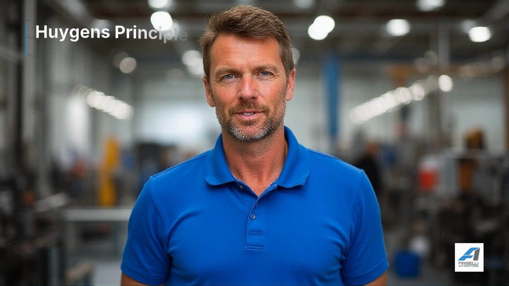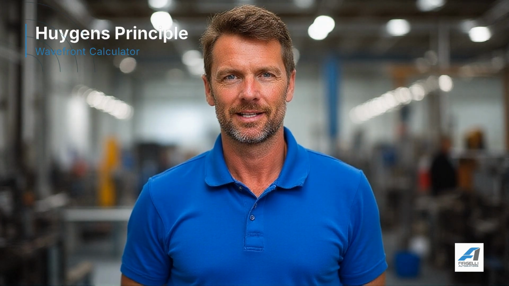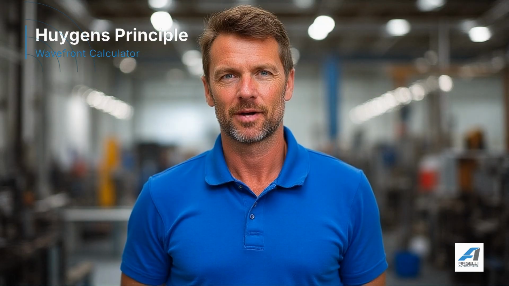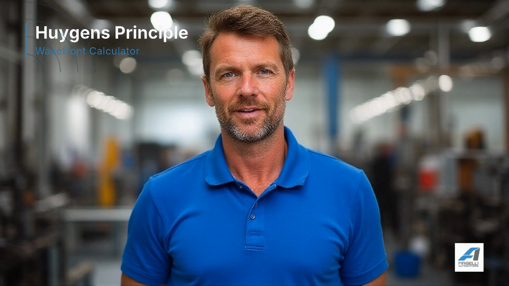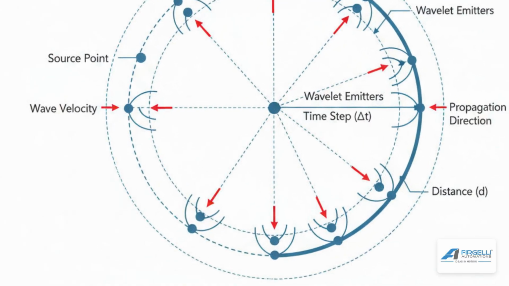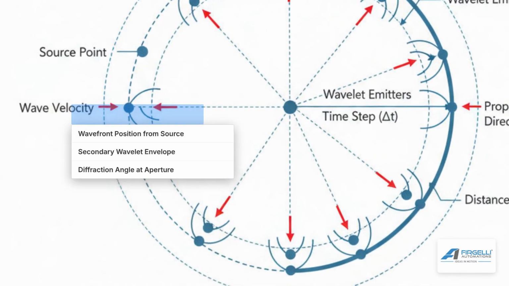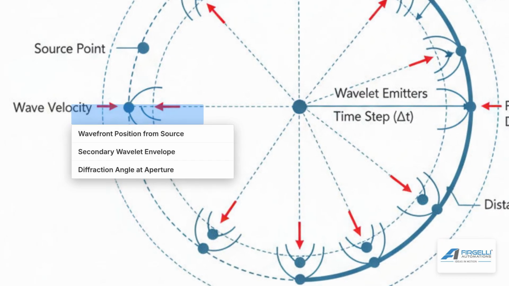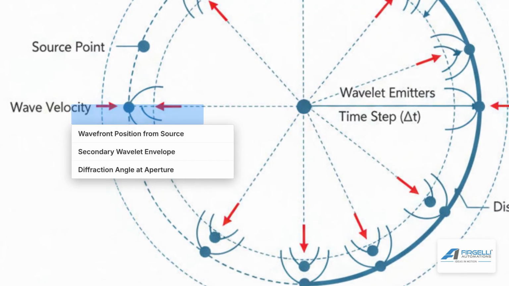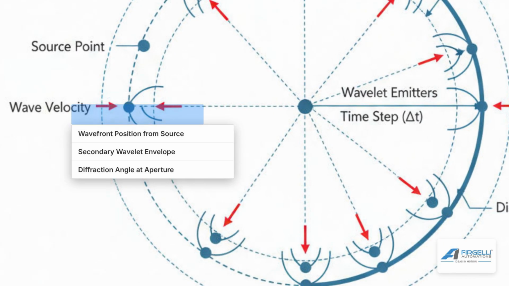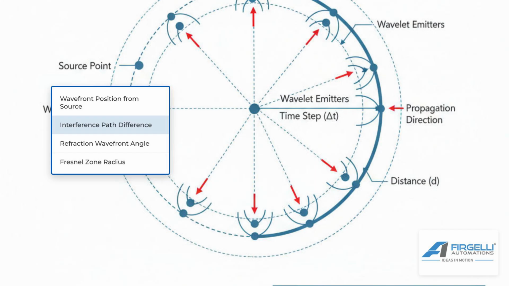This is the Huygens principle Wavefront interactive calculator, which solves wave propagation problems using Huygens principle for various optical and wave phenomena. The calculator has a drop-down menu for select calculation mode with 6 options: wavefront position from source, secondary wavelet envelope, diffraction angle at aperture, interference path difference, refraction wavefront angle, and Fresnel zone radius. For this demo, I'm using wavefront position from source.